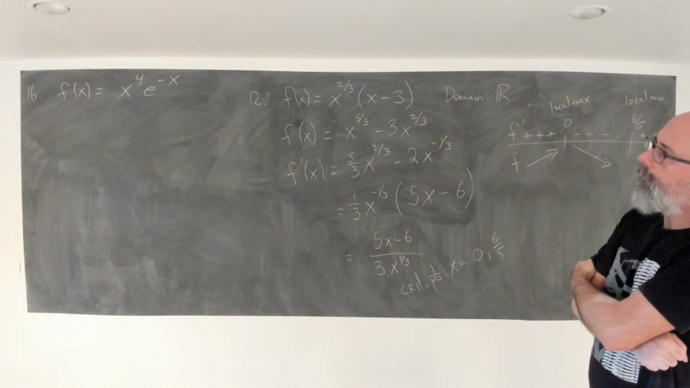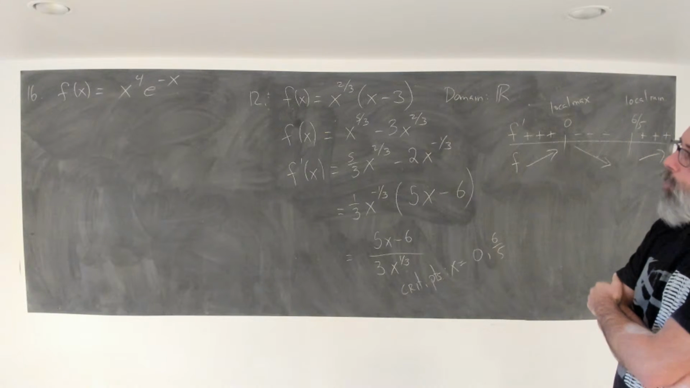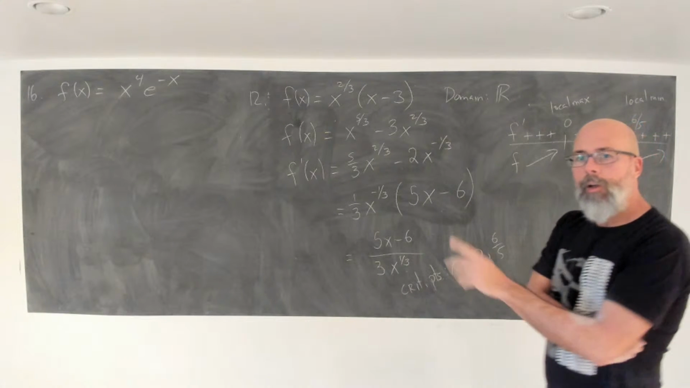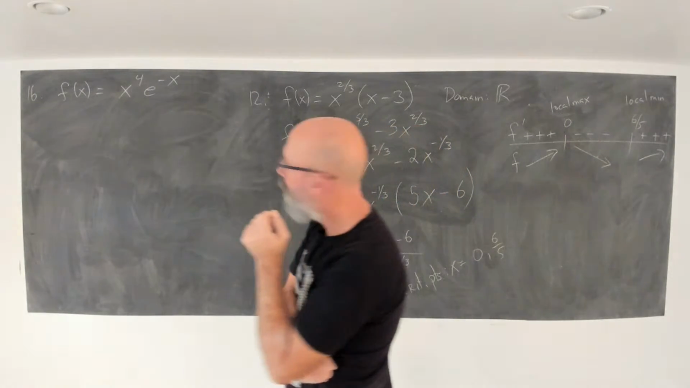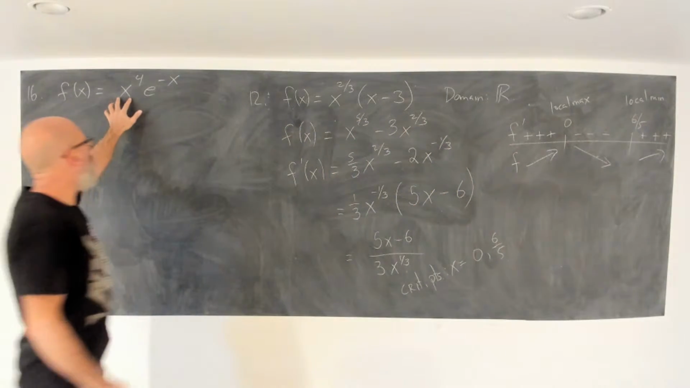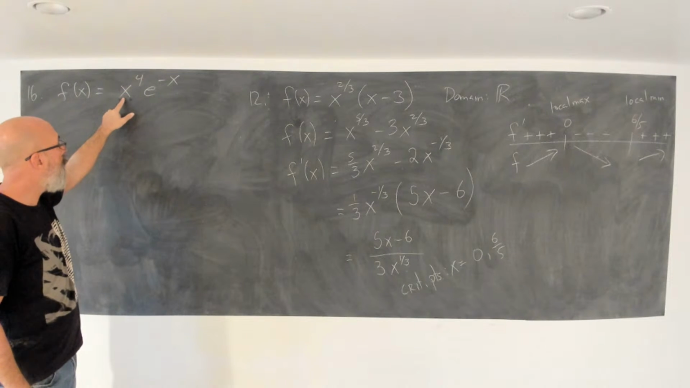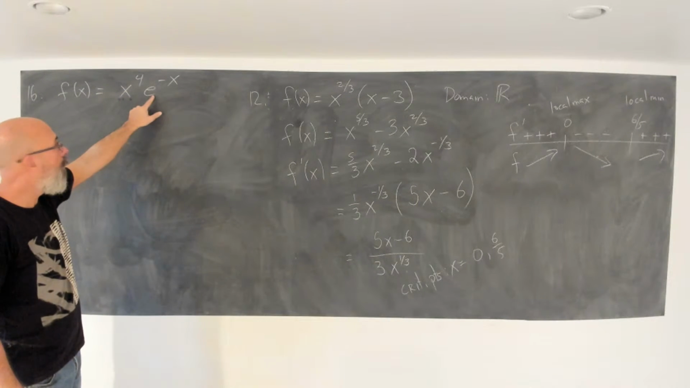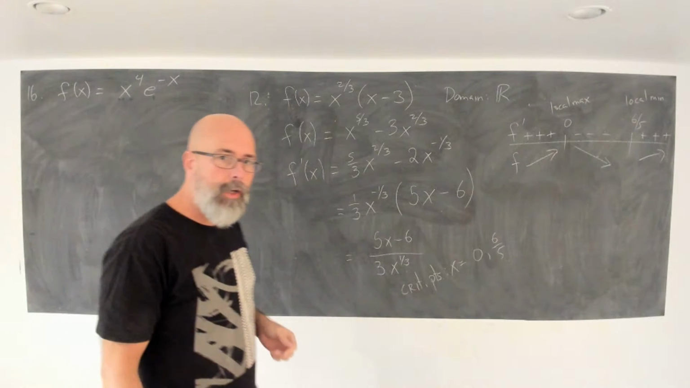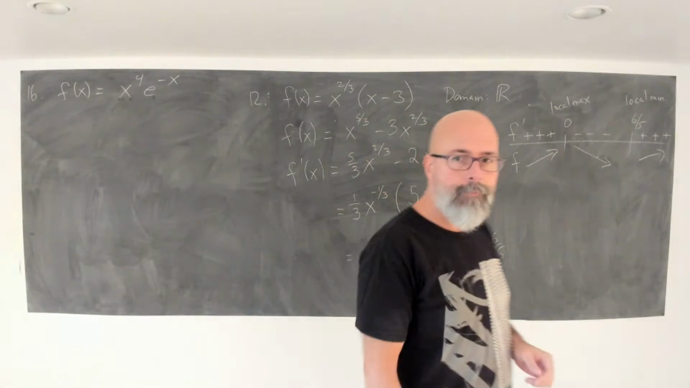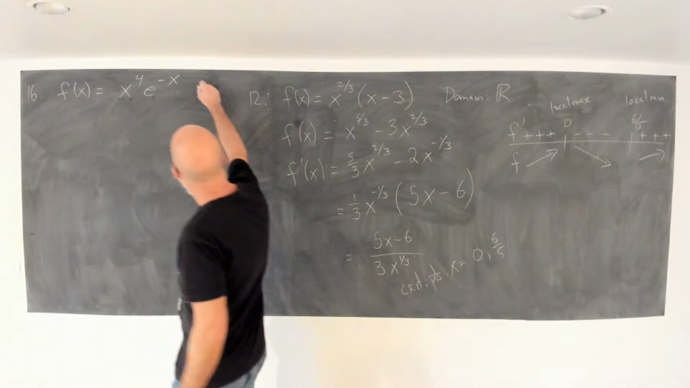Consider this. Same question, we're looking for the domain. What is the domain here? Here, this is a polynomial, so you know you can plug anything in that you want. Domain is all real numbers for this part. This is an exponential, and you know that's defined everywhere as well. So the domain is all real numbers.